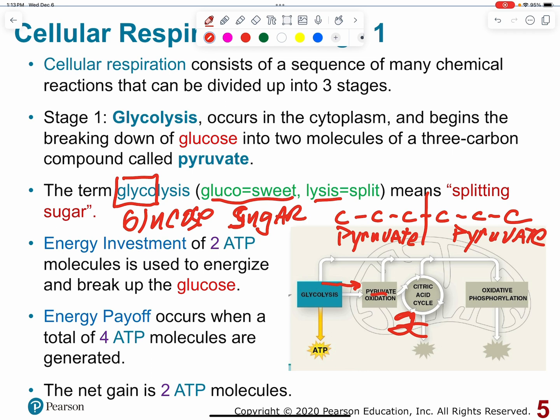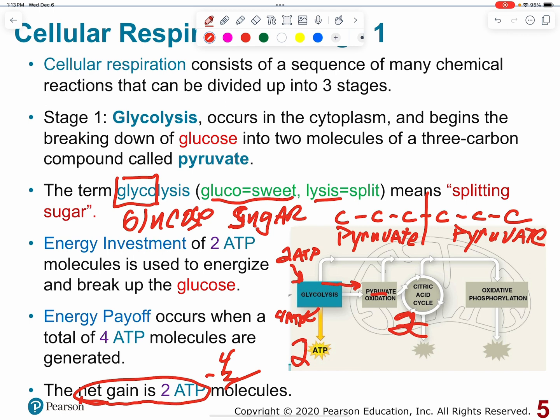Now, we're just going to look at the output here. It makes 2 ATPs, but really it costs 2 ATPs going in and then it made 4 ATP, and so it nets 2. That's what it means by net. You just do the math. It created 4, but it took 2 to start, so doing the math, that's 2. So when you see the word net, that means do all the math, and what's your answer?